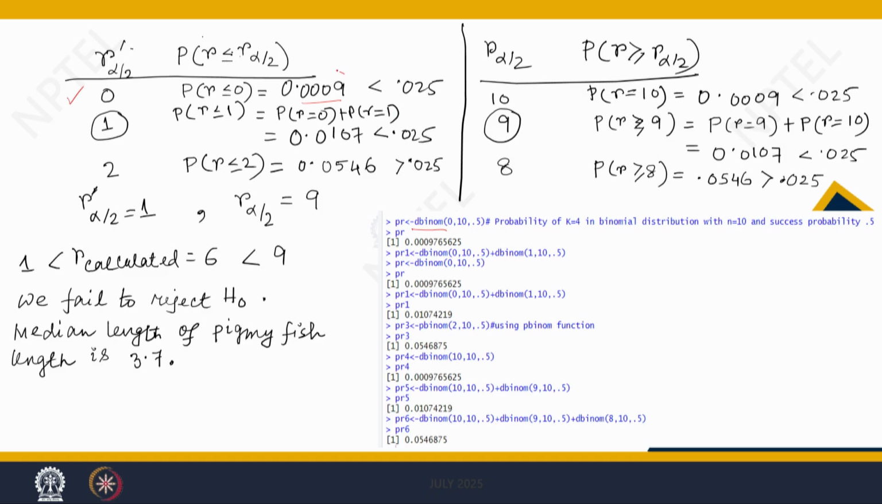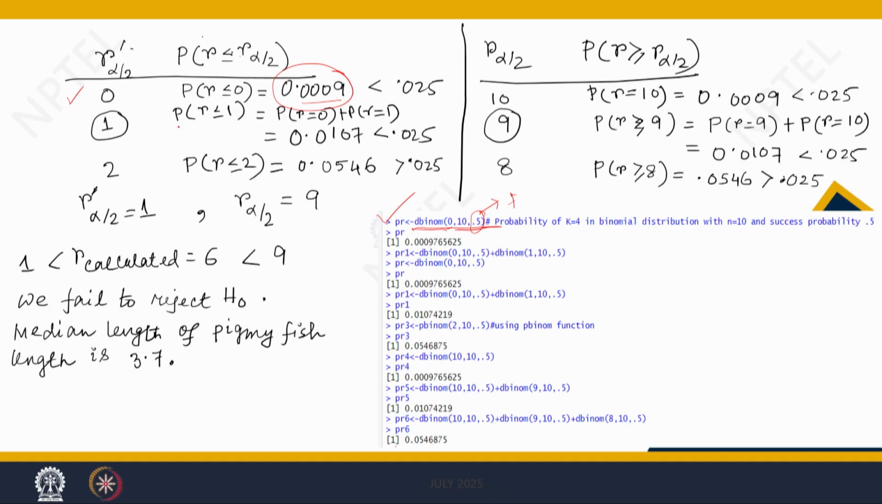Now you can ask me, how did I find this number? This number you can find by using this command line, dbinom, number of success. The first argument is the number of success, the second argument is the total number of trials, and the third argument is the probability of success. And we can see that 0.0009 is less than 0.025, so take 1.